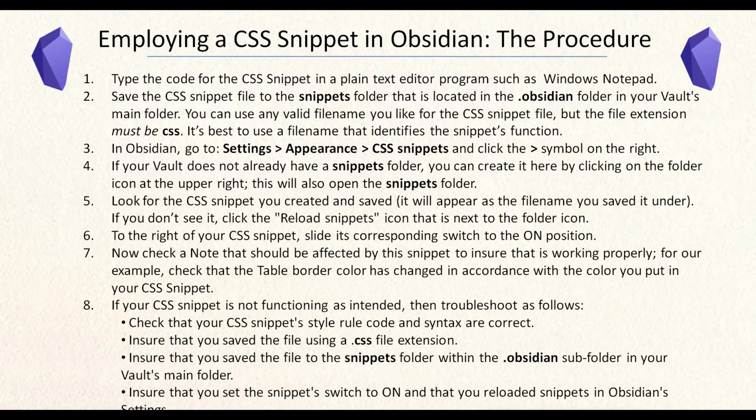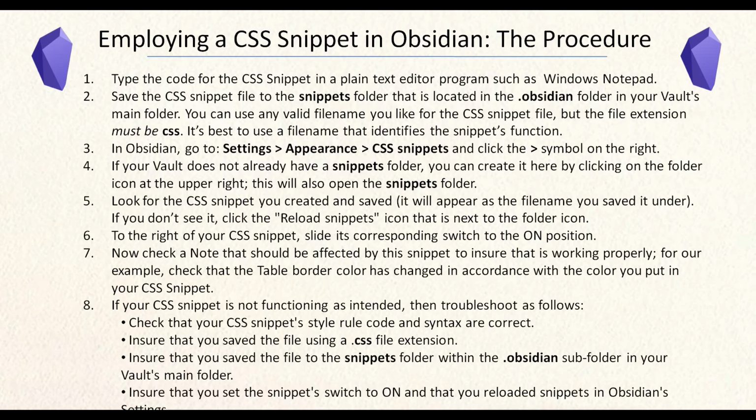In Obsidian, go to Settings, Appearance, CSS Snippets, and click the greater than symbol at the extreme right. This will bring you into the CSS Snippets interface. If your vault does not already have a snippets folder, you can create it here by clicking on the folder icon at the upper right. This will also open the snippets folder in Windows Explorer or Windows File Manager.